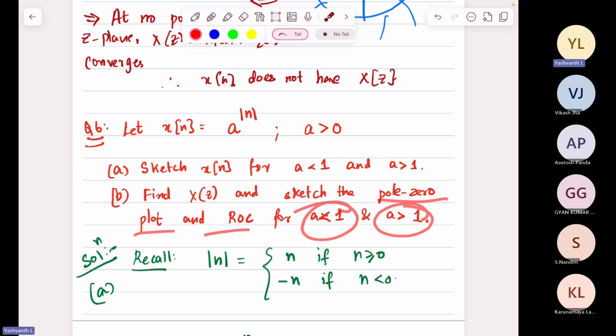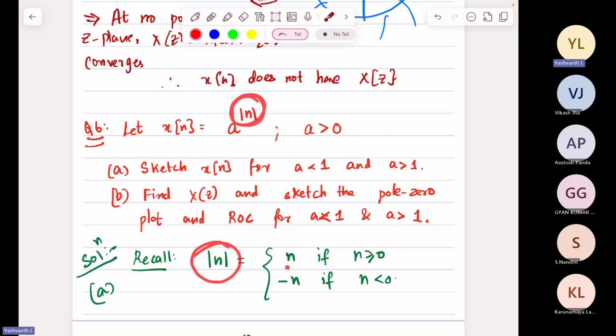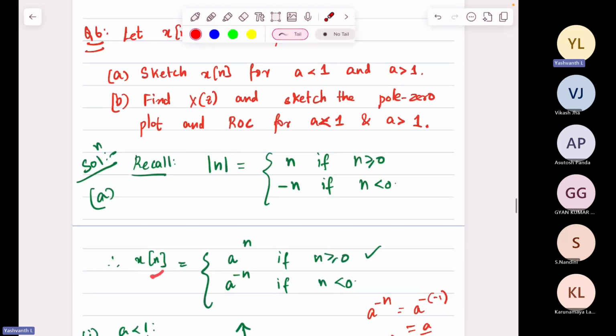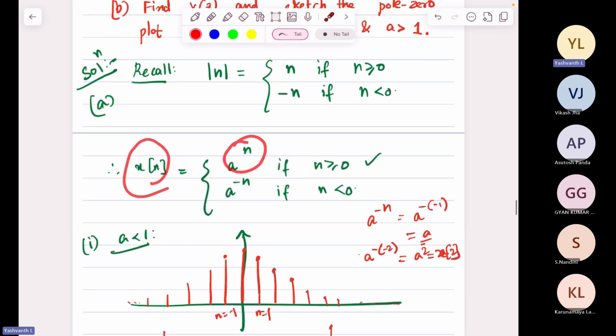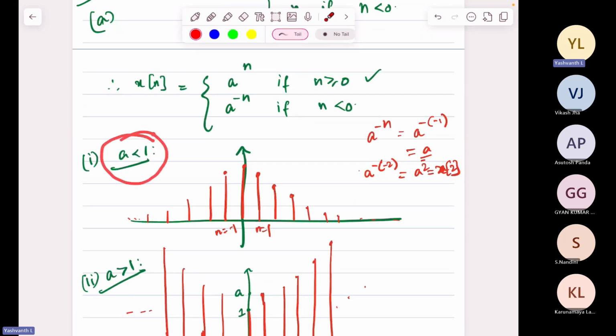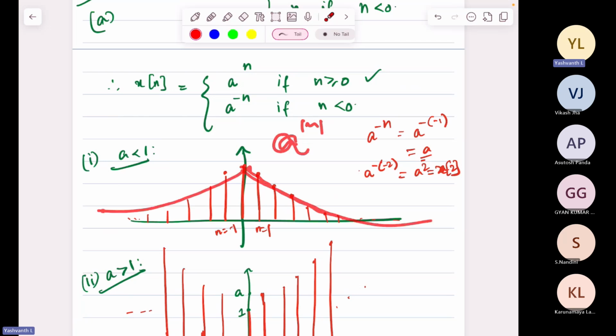So now let's understand this. Recall that mod n equals n when n is a positive number, or minus n when n is a negative number. Therefore x of n is nothing but a power n when n is positive, and a power minus n when n is negative. Now if a is less than 1, how does a power mod n look? If a is a number less than 1, it will go to 0 as n goes to infinity. So, for example, at a equal to half, at n equal to 0, it is 1.